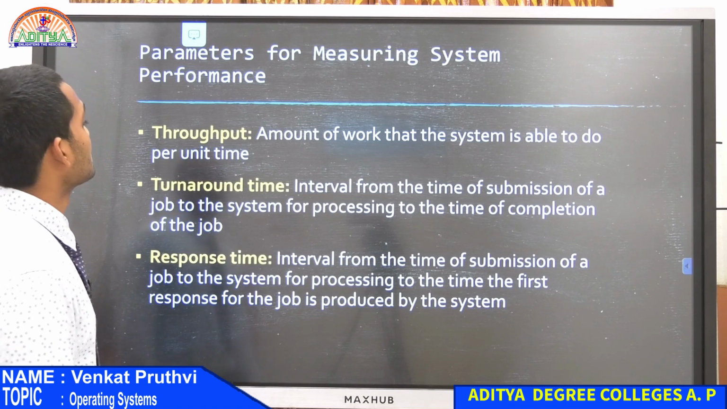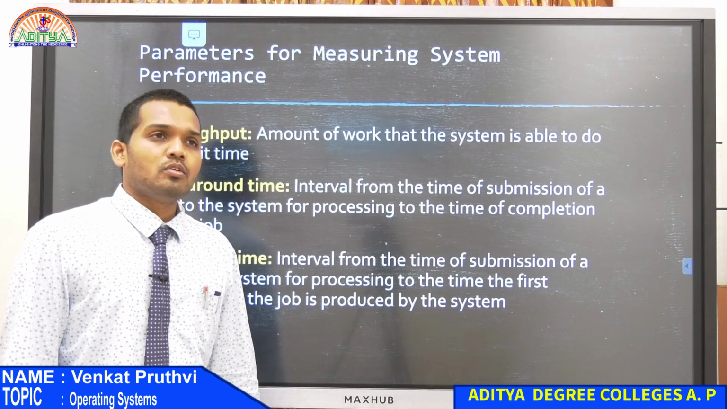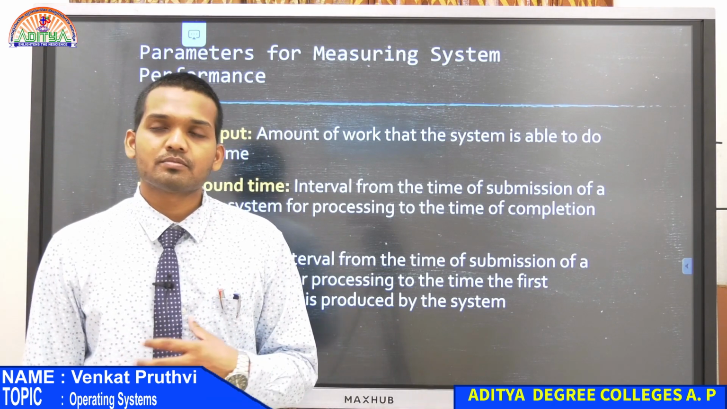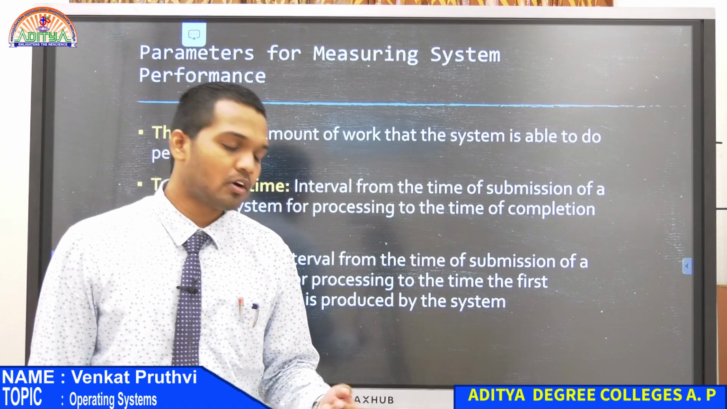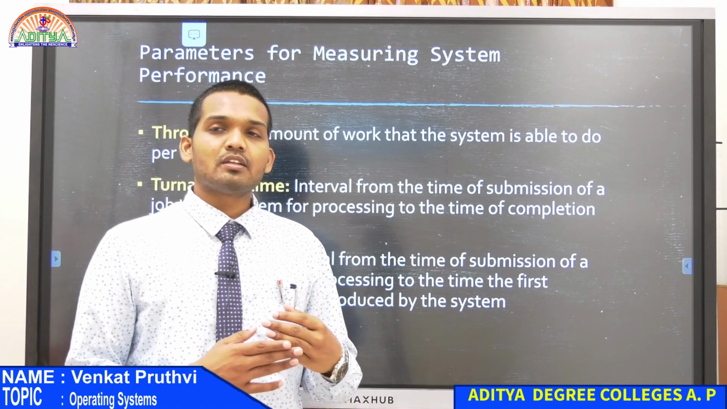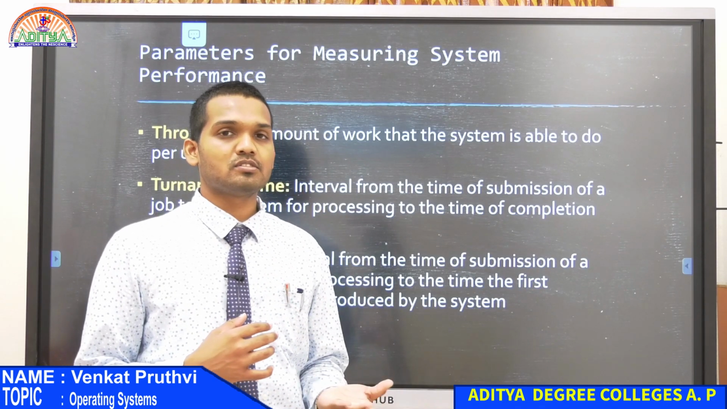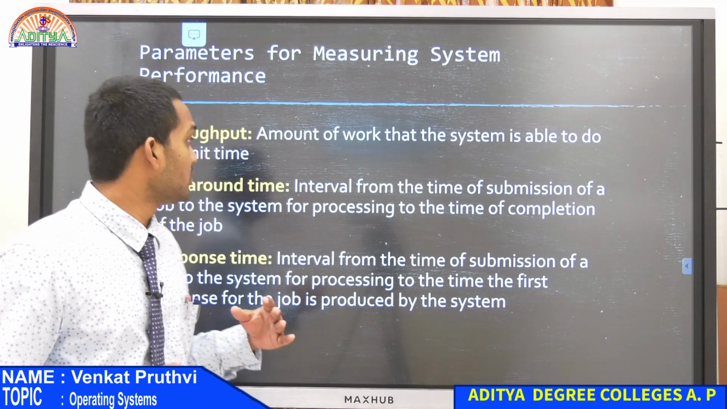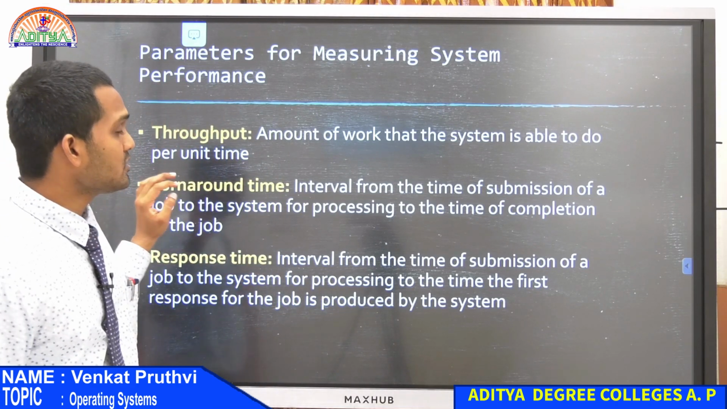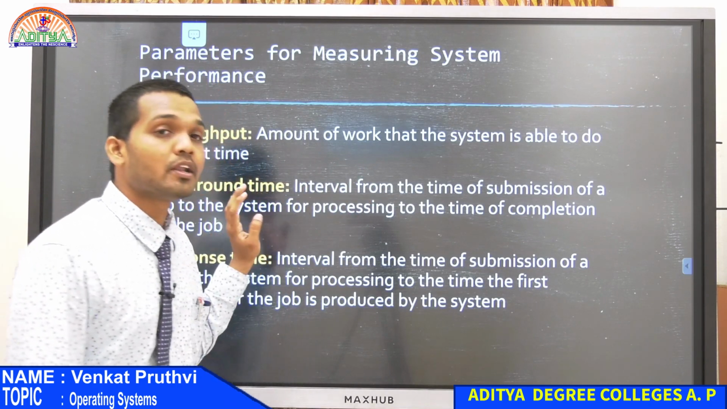Okay. Next, parameters for measuring system performance. Generally everybody talks about the performance or efficiency of systems, but are there any parameters that we have to consider while measuring the efficiency of a system? Yes, we do have them. The first thing is throughput. What do you mean by throughput? The amount of work that a system is able to do per unit time.